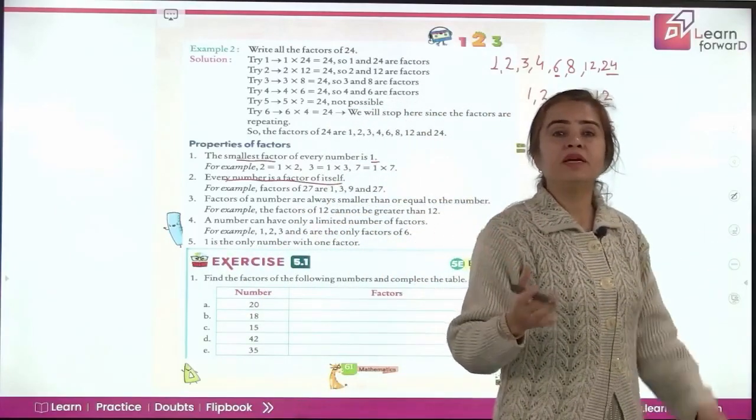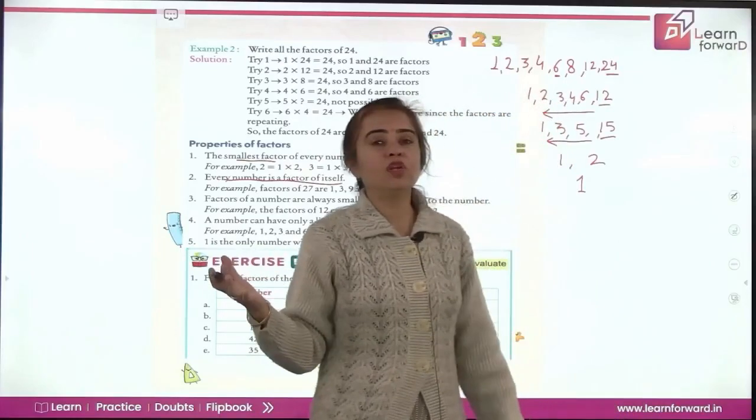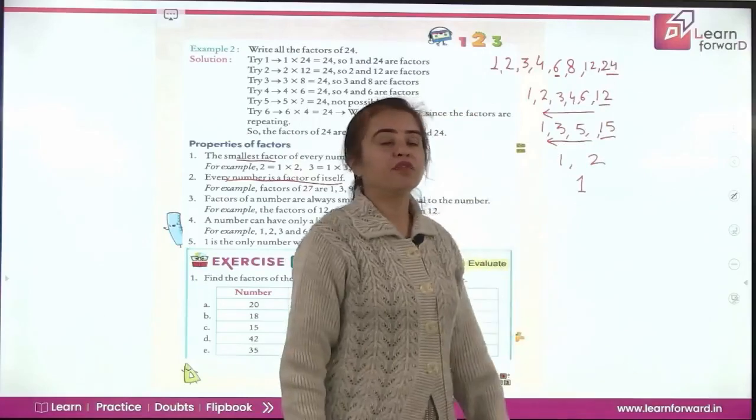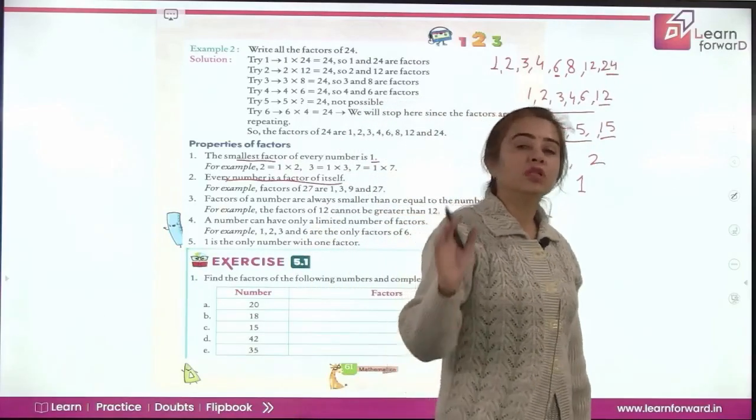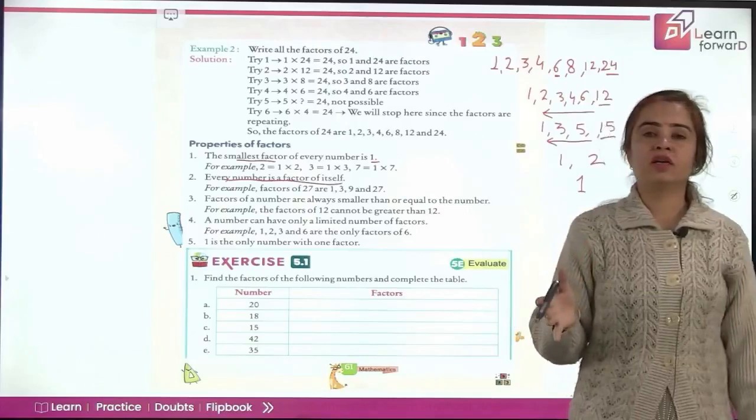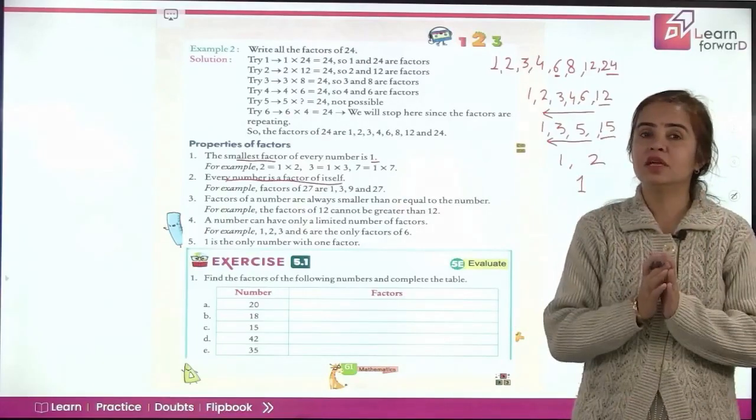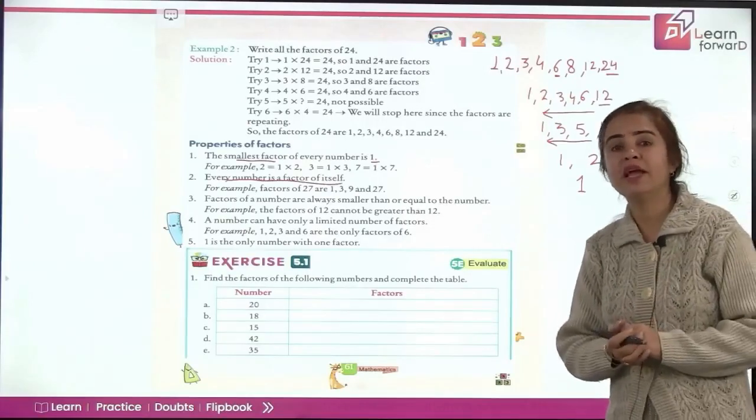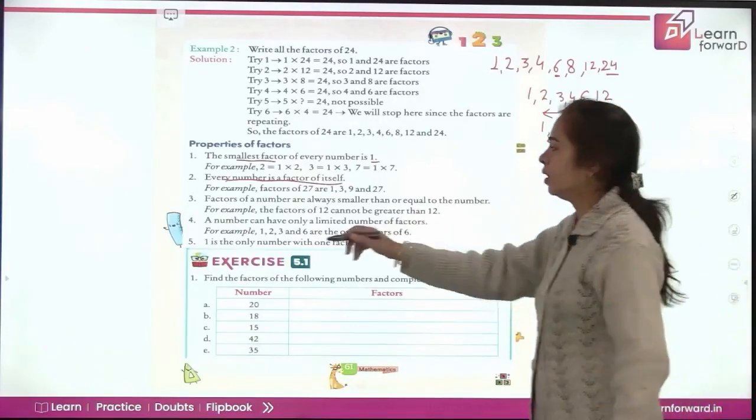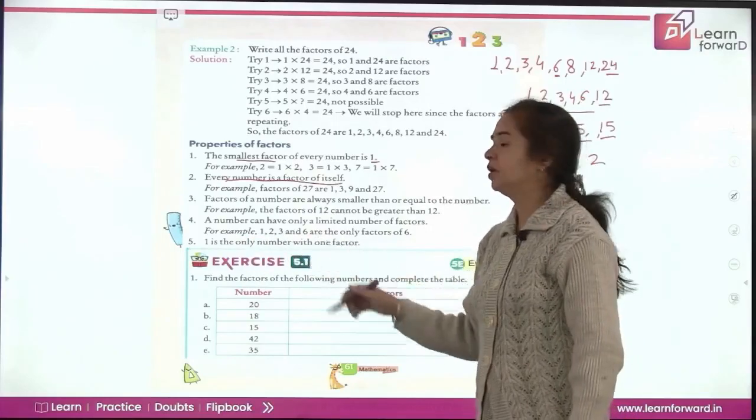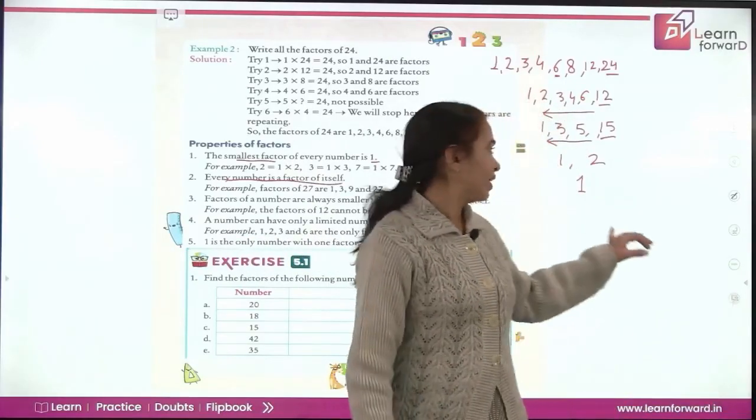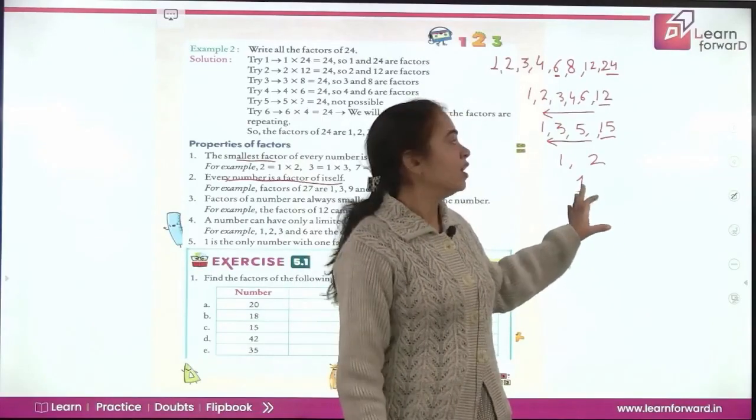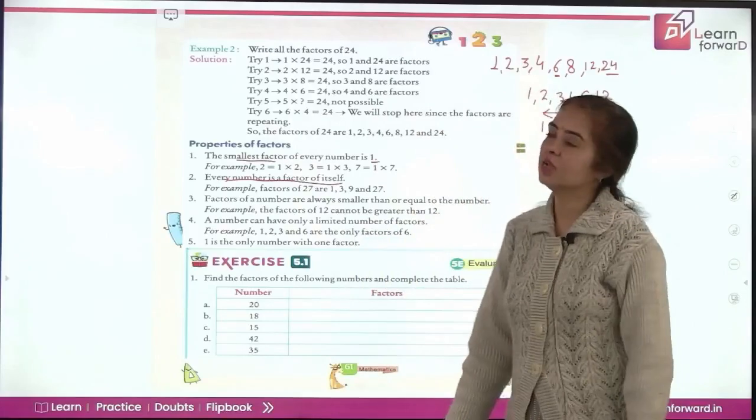But ultimately, where will the number of factors, where will your search end? The last factor will be the number itself. Beyond that, you cannot go. So that means the number of factors for any number is limited. It may be big or small, but it will be limited. Your search will definitely end somewhere. Okay. Now, 1 is the only number with just one factor, because 1 is divisible by 1, which is the number itself. So it has got only one factor. This is the only number.